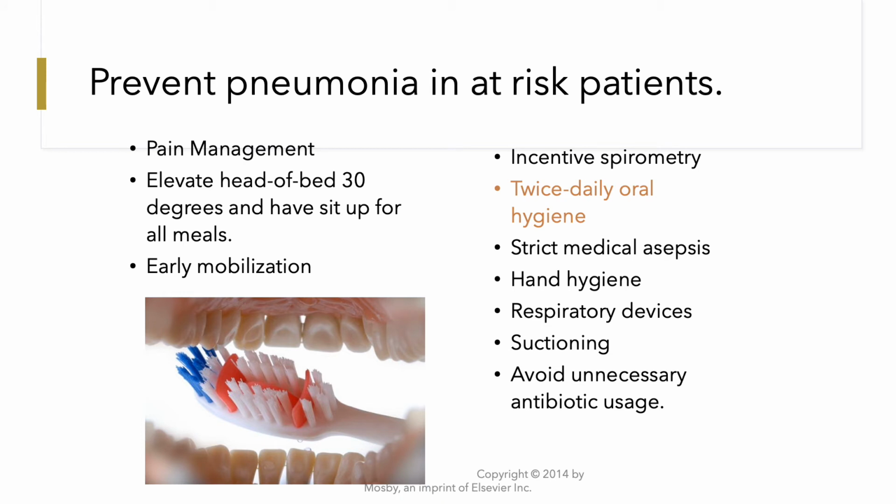So, like I said, we put a lot of energy into preventing pneumonia in hospitalized patients or at-risk patients. This is considered to be nurse sensitive, and there are things that we can do to prevent it. Some of these things on this list may surprise you, and let's start out with pain management because it's at the top of the list. Pain management is important, as we've talked about, in post-surgical patients.